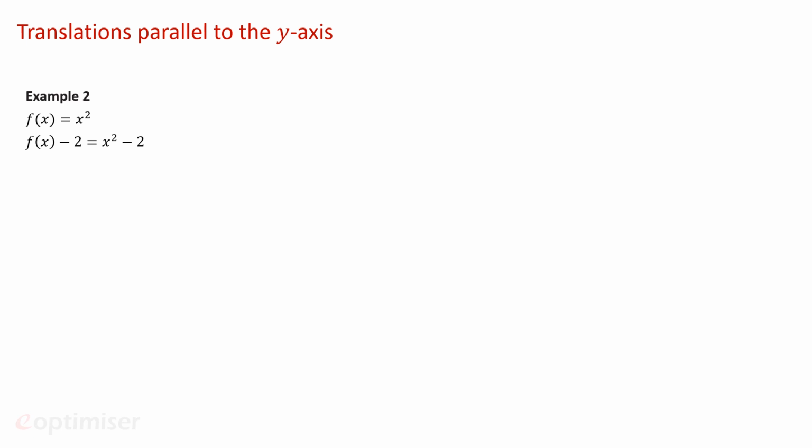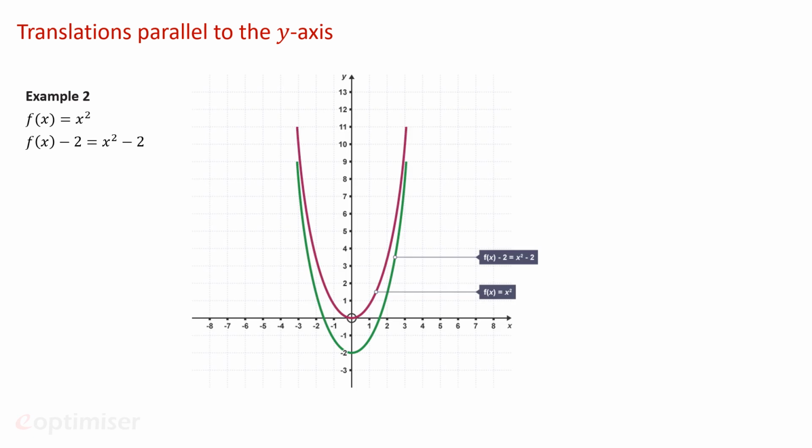So we will look at another example. f(x) is equal to x squared, then f(x) minus 2, you are subtracting 2 units from the whole function. Then that will produce the graph x squared minus 2. If you draw them, the green graph is the translated graph, red is the original one. So it's going 2 units down in the y direction, the y-axis.